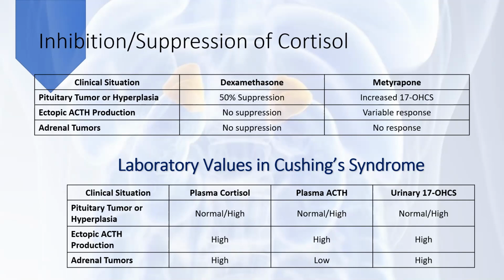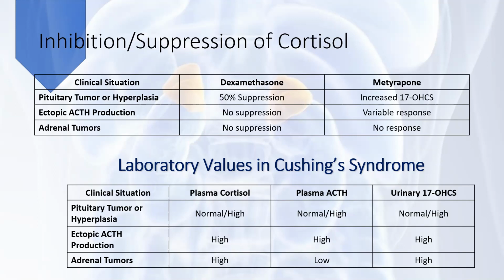Kapag ang binigay natin ay metyrapone, increased 17-OHCS. Ectopic ACTH production, no suppression sa dexamethasone and variable response sa metyrapone. Okay? Adrenal tumors, no suppression and no response sa ating other drug. Now, what are the laboratory values in Cushing's syndrome?